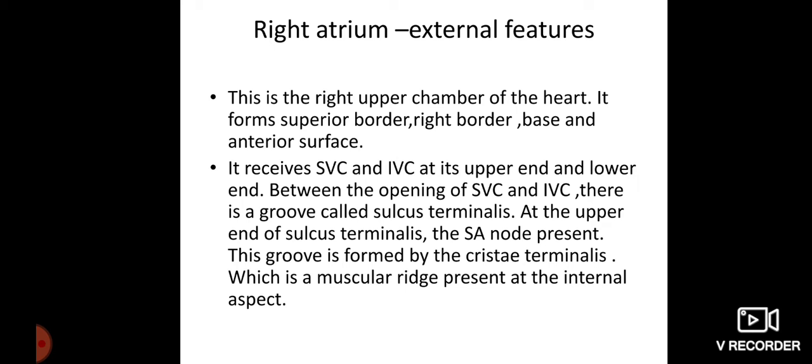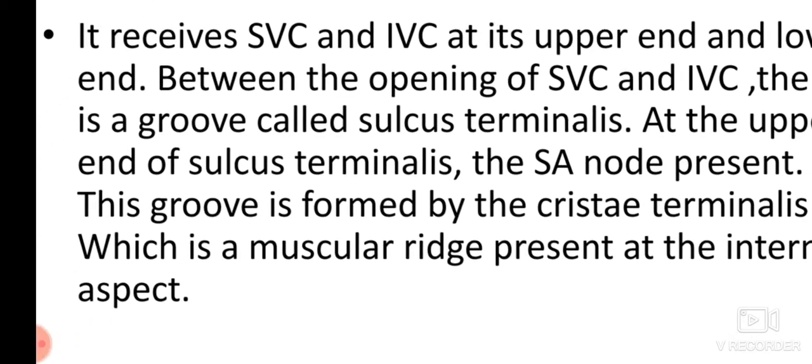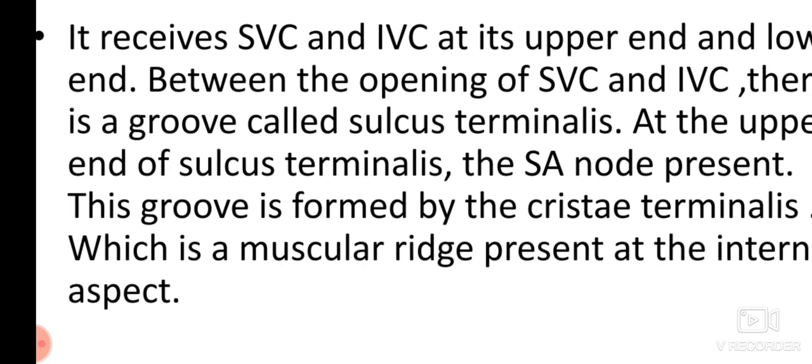Then the anterior surface. It receives the superior and inferior vena cava at the upper end and lower end. Between the superior and inferior vena cava, there is a groove called the sulcus terminalis. At the upper end of the sulcus terminalis, the SA node or sinoatrial node is present, which is the pacemaker of the heart. This groove is formed by the cristae terminalis, which is a muscular ridge present in the internal aspect.